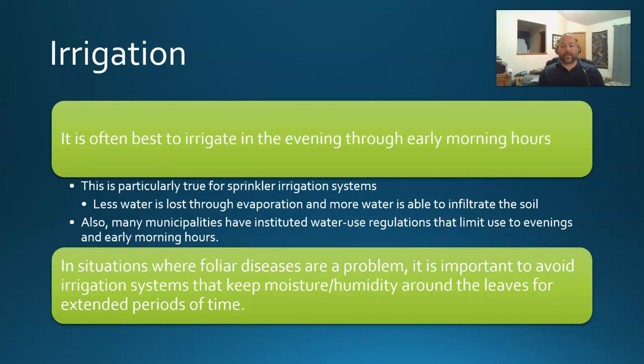When do we irrigate? This one just annoys me to no end to see this. It's often best to irrigate in the evening through the morning hours, especially for sprinkler systems. Why? Less water is lost through evaporation and more water is able to infiltrate the soil. And it is a huge difference. I see people out here in Bakersfield constantly irrigating their lawns because they don't know the difference, at whatever, 4 o'clock in the afternoon, 3 o'clock in the afternoon, 5 o'clock in the afternoon. I mean, they're probably getting about 20% of the water that they should be getting, and maybe even less than that.